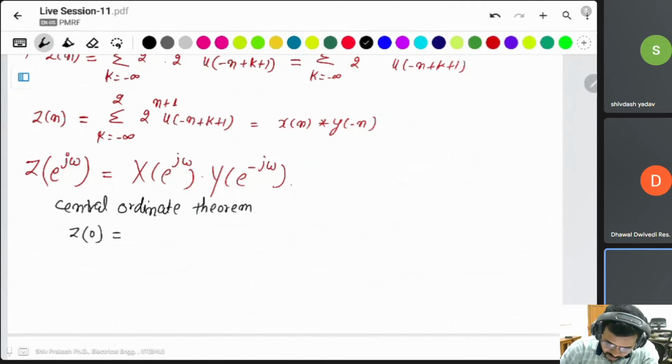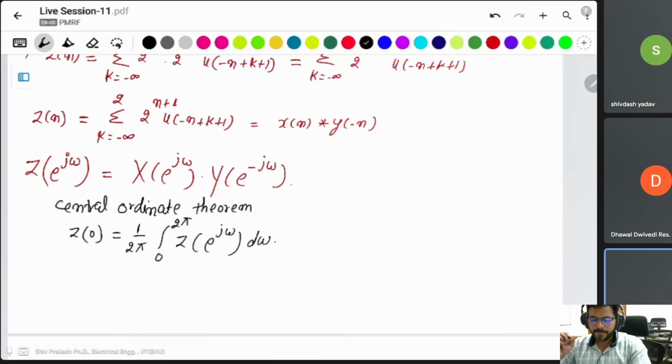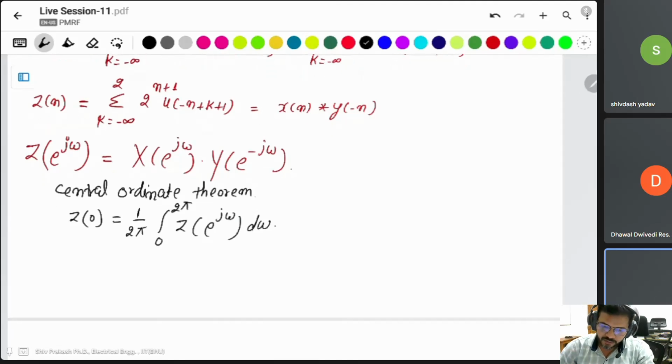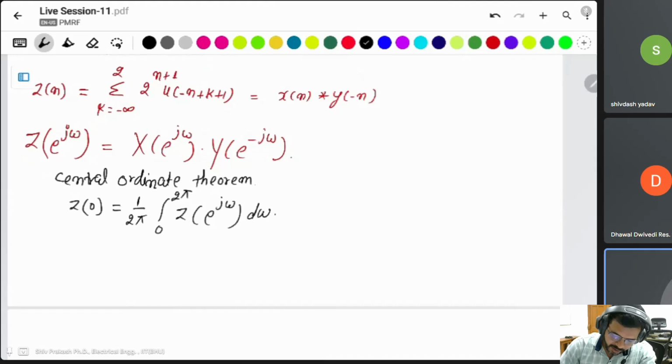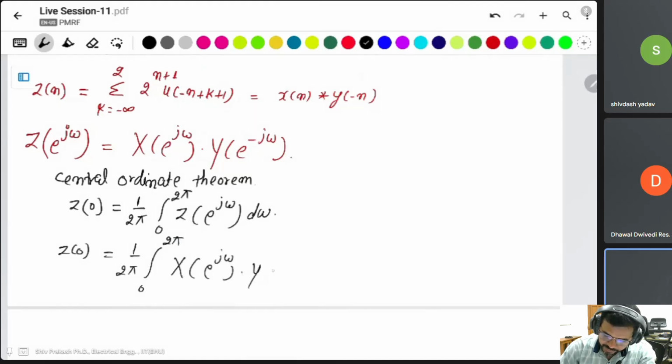The origin is equal to, by using the frequency domain, 0 to 2π, the frequency domain convolution. Frequency domain means discrete time Fourier transform. Z(e^jω) is 1 by 2π integration from 0 to 2π, where Z(e^jω) is equal to X(e^jω) into Y(e^-jω) dω.